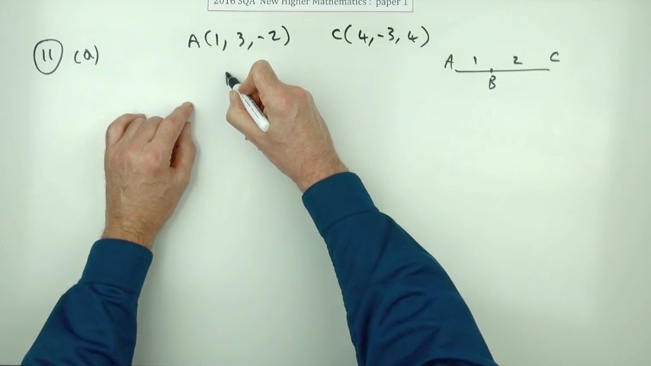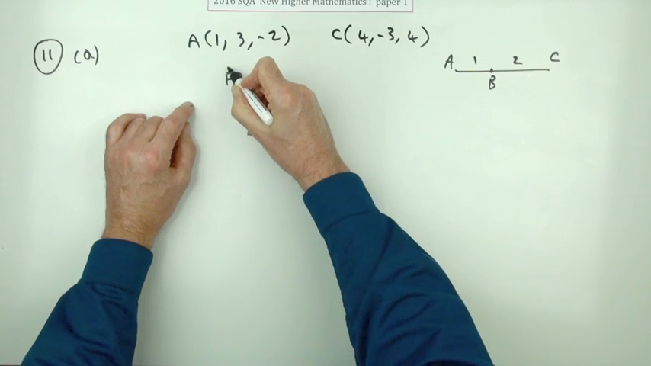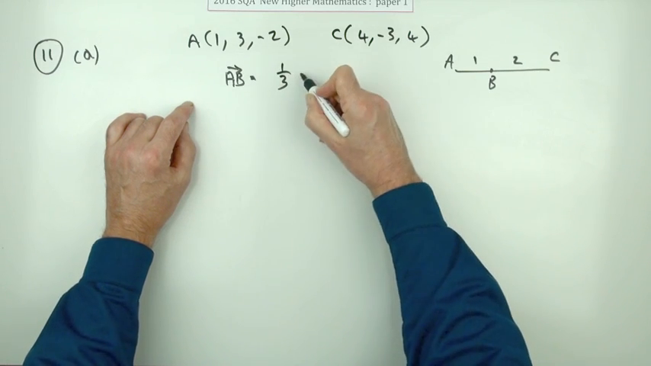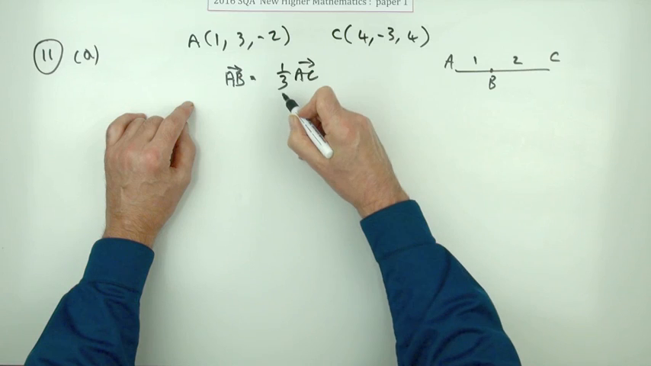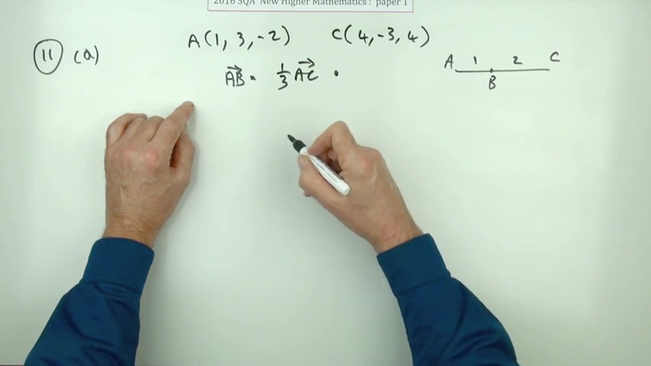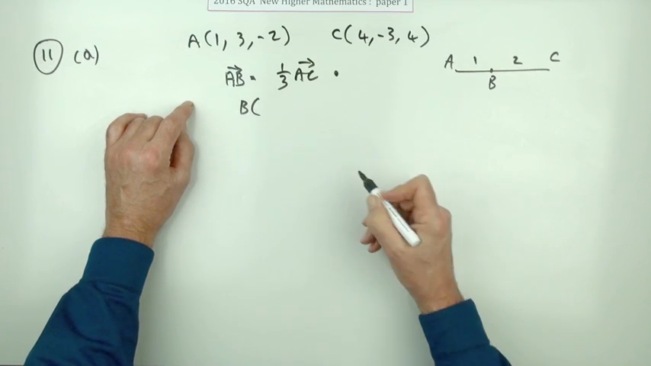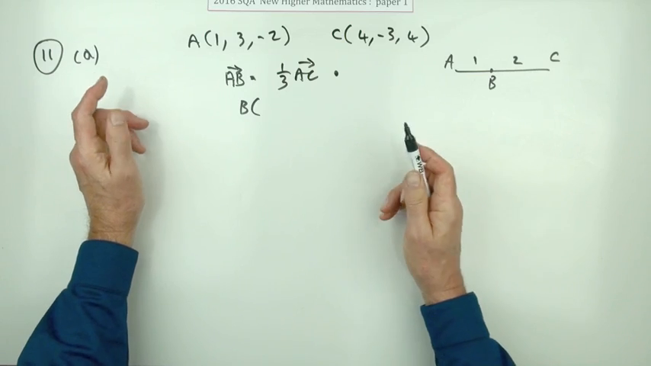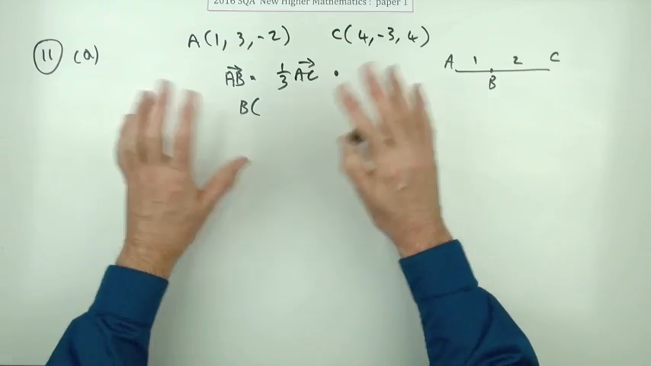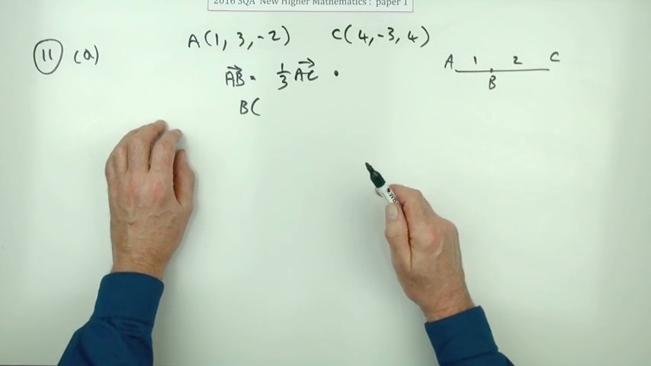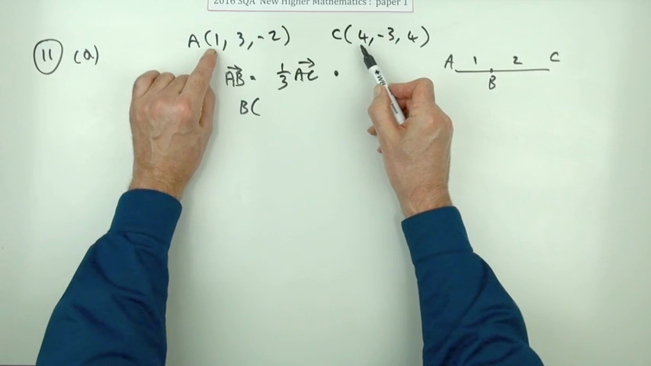You could say that AB equals 1/3 of AC, and that would get you your first mark. And then according to the marking scheme, you could then just state B. In fact, in the marking scheme it says if you state the coordinates without any working at all, you'll get 2 out of 2. So, but you could work it out this way.